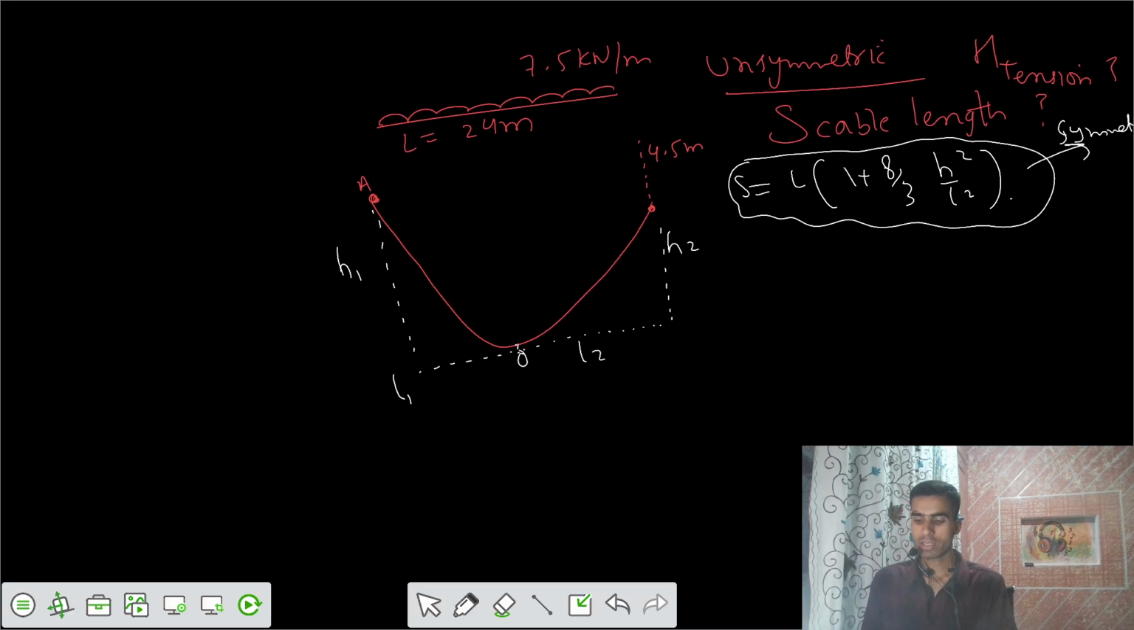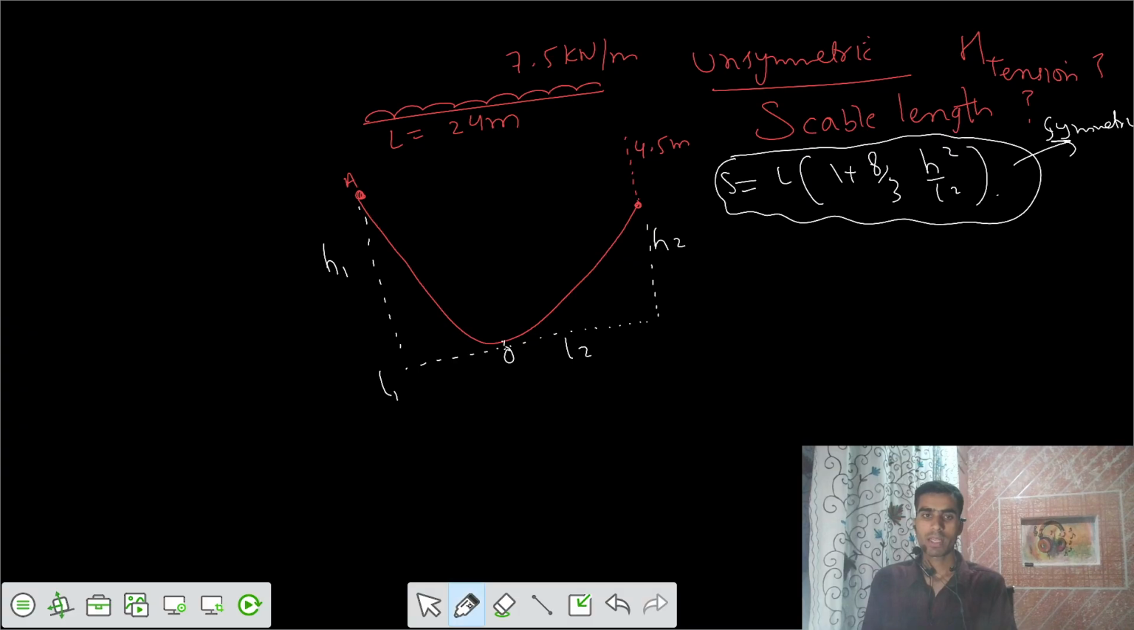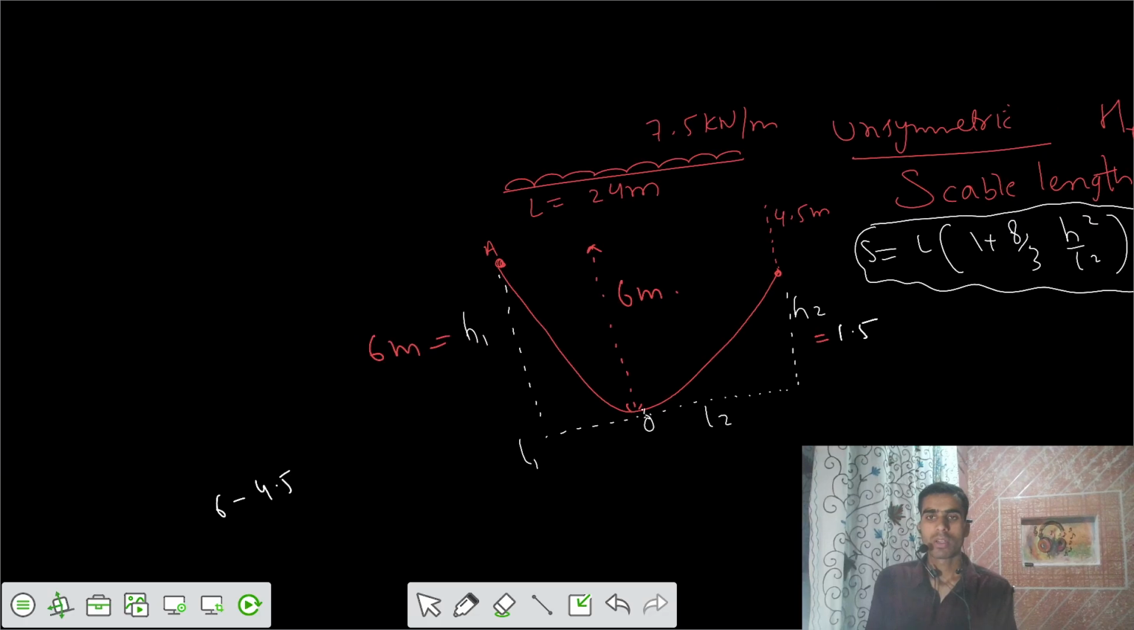Firstly, can you say what is the value of H1, H2? One more piece of data was provided: the maximum sag we have is 6 meter horizontal sag. So that means H1 is also 6 meter, and H2 would be equal to 6 minus 4.5, that's 1.5. So we got the values of H1, H2.